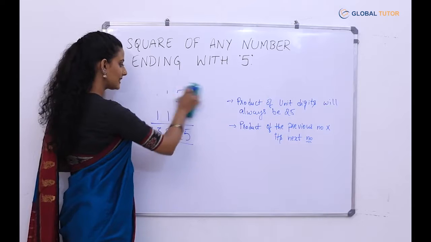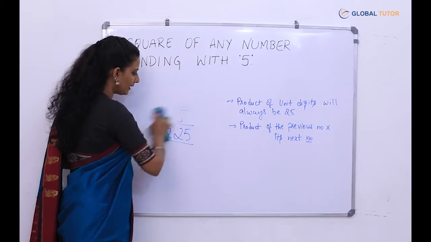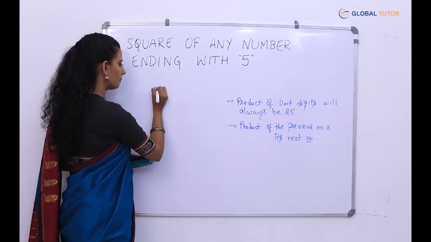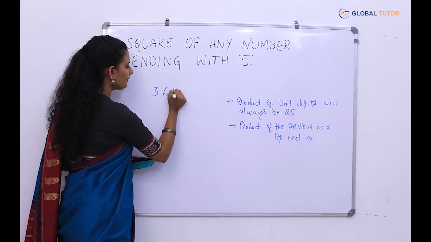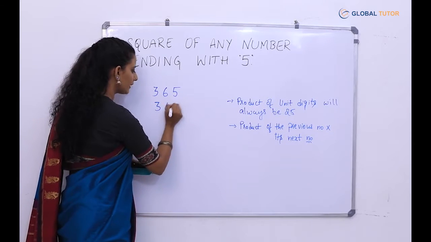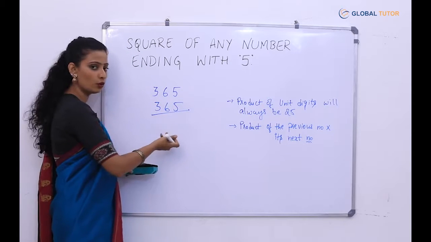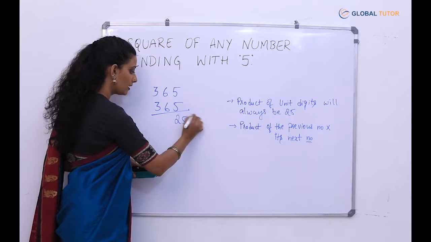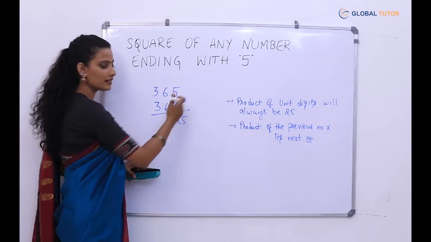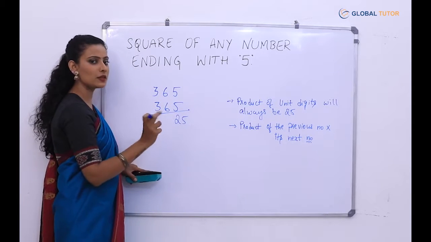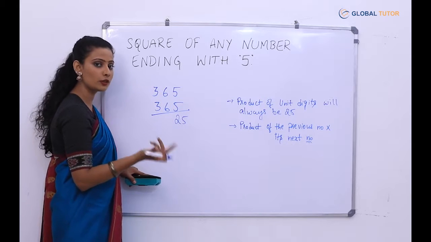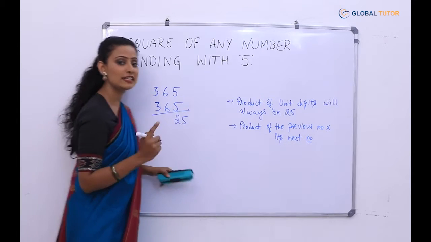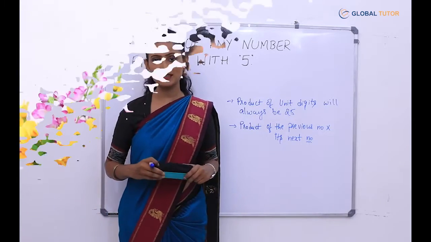Let us see one more example. I'll give you this homework. Let's take a bigger number, 365 into 365. Here we already know the product of the unit digits will always be 25. The second step is 36 into 37. So it's quite a big number. Now how do you solve this? There is another Vedic sutra, and I will teach you that in our next episode.